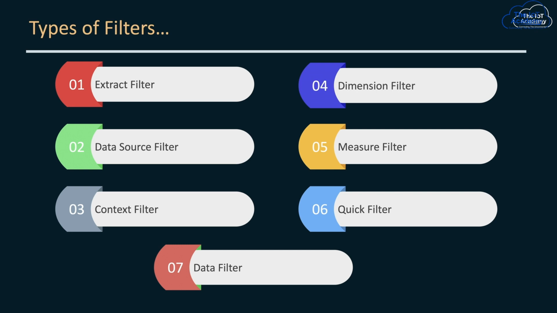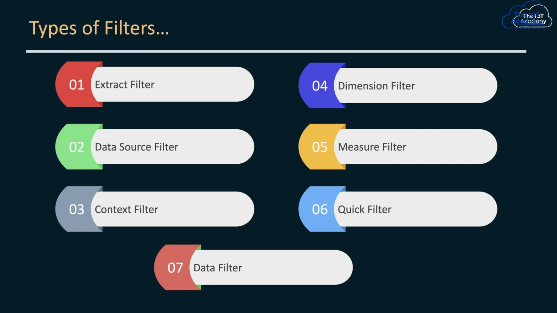So this first one, the extract filter, is available only in the desktop version of Tableau, which we are not working on. We are working on a public version of the desktop of the Tableau. So in our case, we have these filters starting from data source. The data source filter we have already seen, which is available on the data source page. Then we have this context filter, dimension filter, measure filter, quick filter, and date filter.